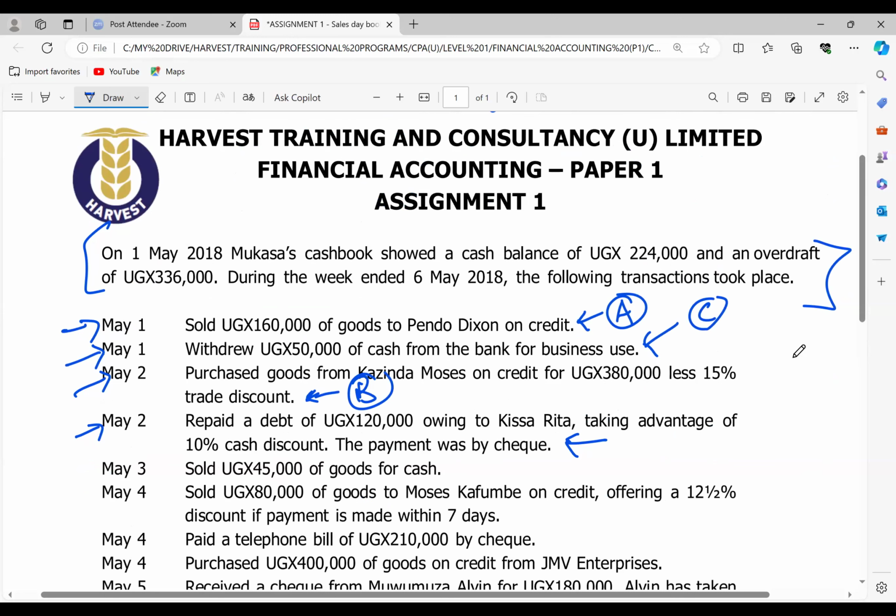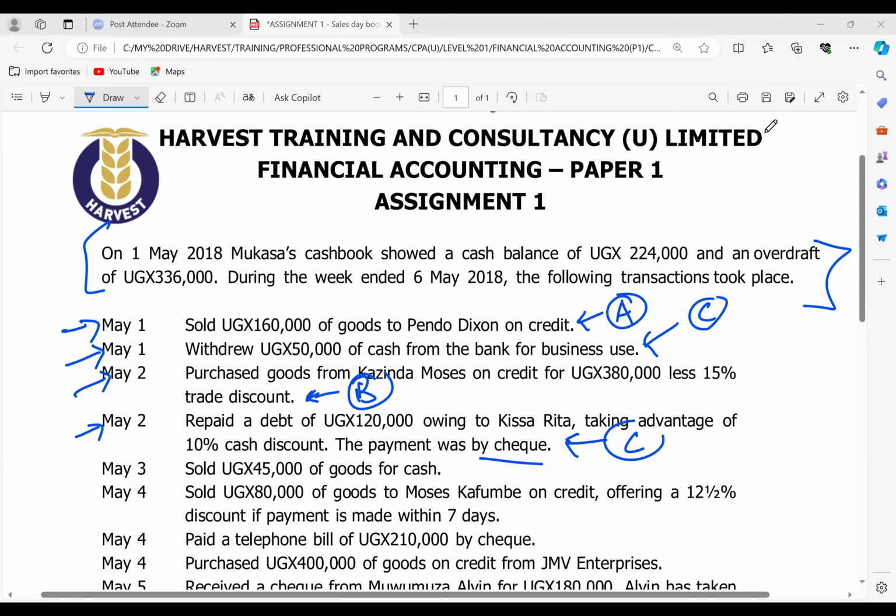Sales day book. We are paying. They're even talking about a check. You know, a check is cash. Don't you think so? Cash book. Yes, it's supposed to be the cash book. You would record in the sales day book if it was a sale on credit. So we only record in the sales day book if it is a sale on credit. Thank you so much.